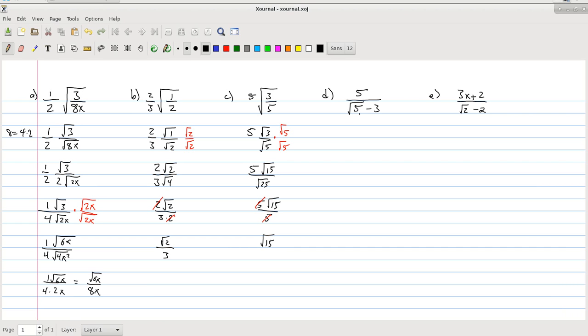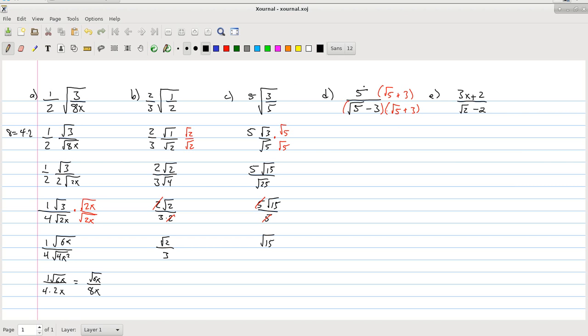Part D, 5 over square root of 5 minus 3. Our denominator has two terms, so multiplying by a single radical is not enough to fix the problem. To get rid of the radical in the denominator, we're going to multiply by the conjugate of the denominator, which is the square root of 5 plus 3. We multiply this in numerator and denominator.